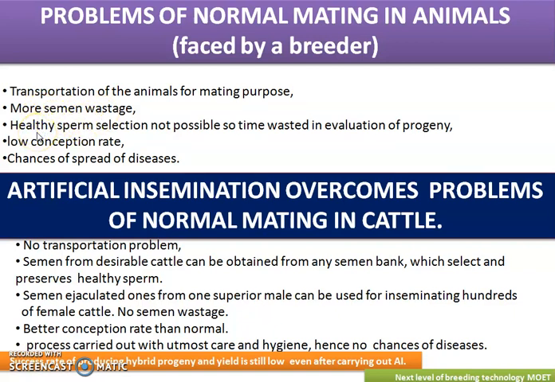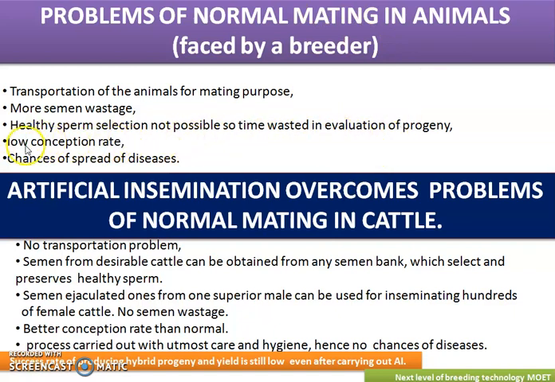Then there is no way of collecting healthy sperms. There is no option for choosing. It's a natural process, so time is wasted. You have to wait for the progeny. Then you have to evaluate the progeny, whether they have the good gene in them, whether they are of high quality, where their product would be good. It takes a lot of time monitoring all this.